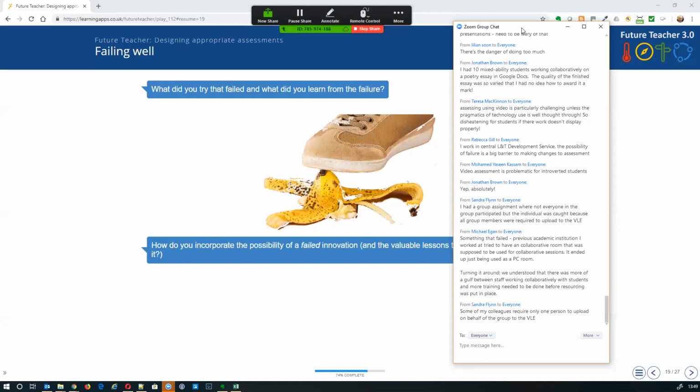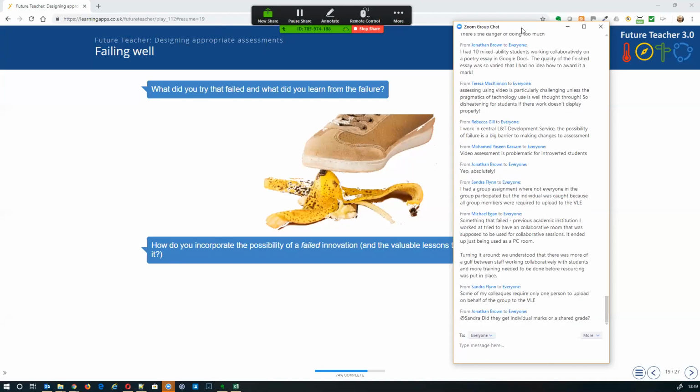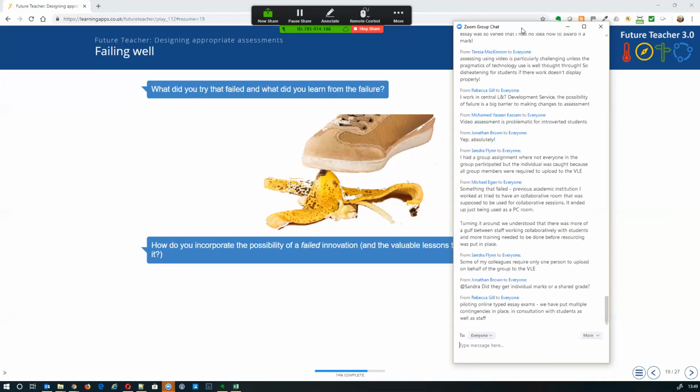Rebecca makes a very interesting point. The possibility of failure is a big barrier to making changes, but in a sense, the current assessment methods are failing some people now. So it's coming from a safe zone, where it's like the boiling frog analogy, isn't it?